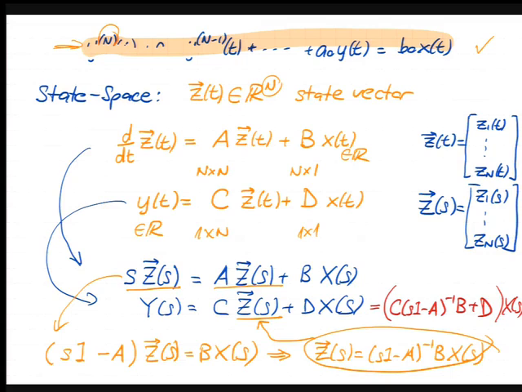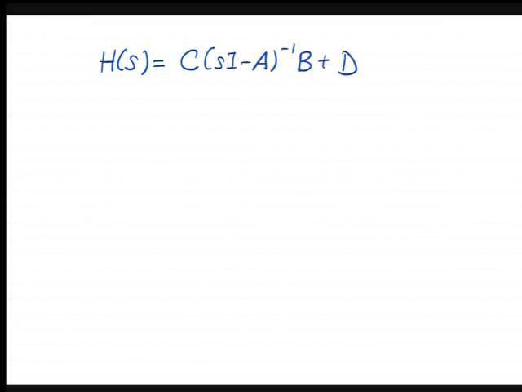So you look at your A, B, C, D, do this inversion and multiplication. It will spit out a scalar function of s, and that is your transfer function. So that's the big summary. H of s is C times (sI minus A) inverse B plus D. All right, that's it. We derived an important formula.